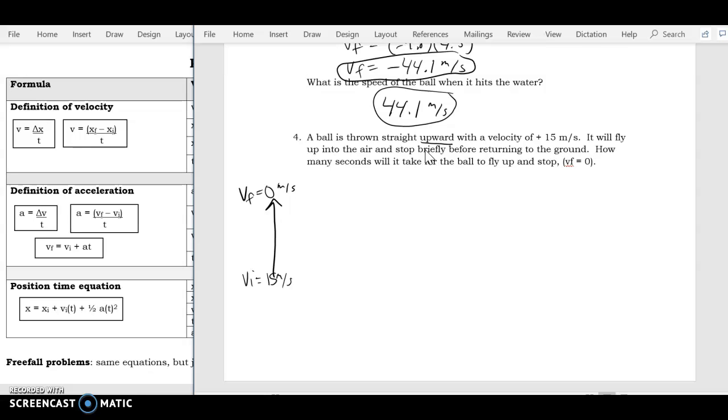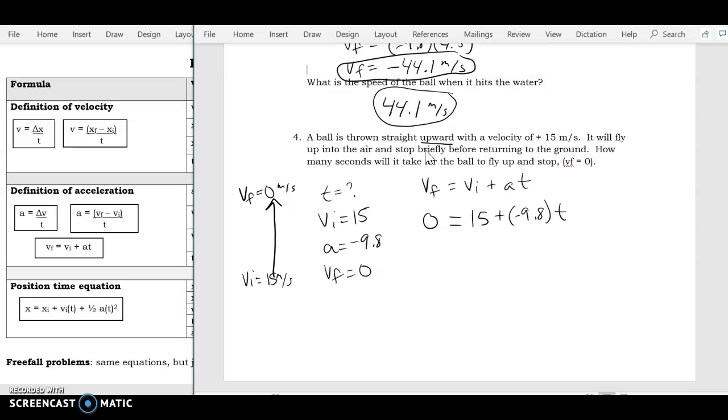How many seconds will it take for the ball to fly up and stop? All right, so we're looking for time. I'll go ahead and write VI is 15 here. A is negative 9.8. And VF is 0. Okay, so looking at these 4, I'm going to choose VF equals VI plus AT. We cannot cancel that VI this time because it's not 0. VF is 0, but we need that on this side to be able to solve for our equation. 0 equals 15 plus negative 9.8 times t.